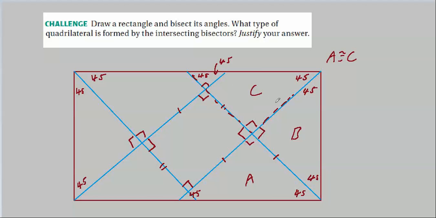Not every triangle that shares a side with another triangle is congruent to it, but you can use the fact that the side is congruent to itself, combine that with congruent angles, and then you can show congruence. So these two sides are congruent, and what we really have in the middle here is a square.